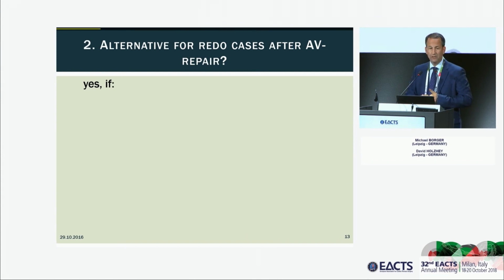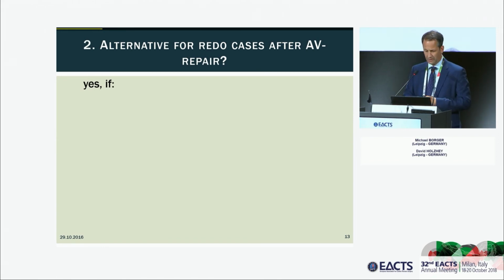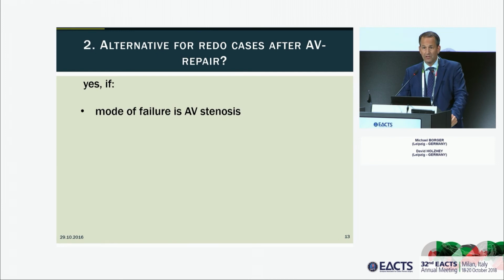What about redo cases after a failed aortic valve repair? I know nobody here has ever seen that on the stage, but I will touch on it just in case. If the valve does fail over time, is a TAVI procedure feasible in one of these patients? Certainly if the mode of failure is aortic stenosis, then you can do a TAVI procedure, although that's unusual. Usually the mode of failure is aortic insufficiency.